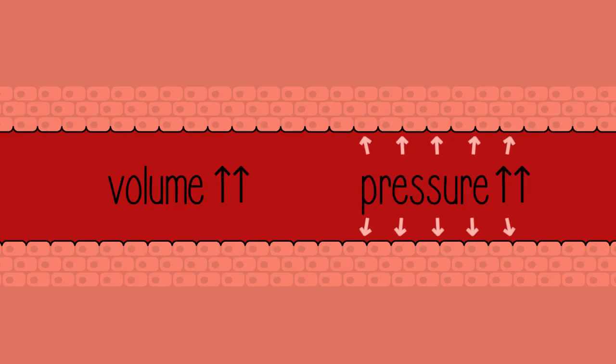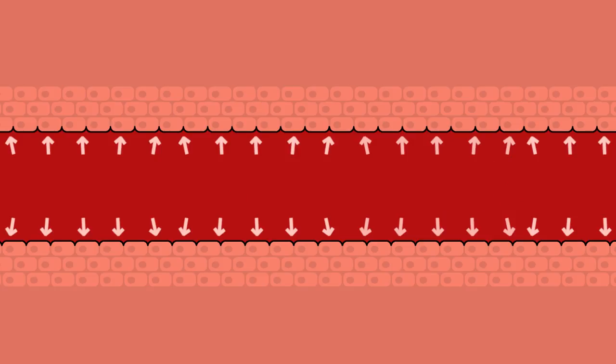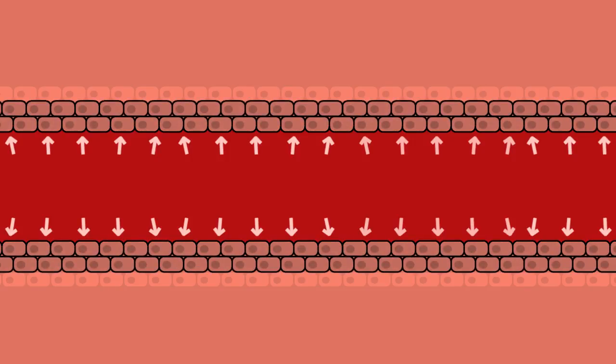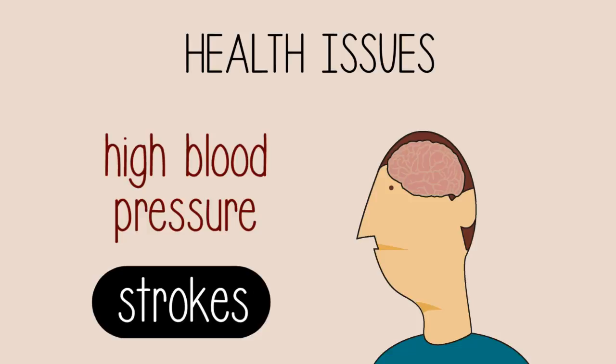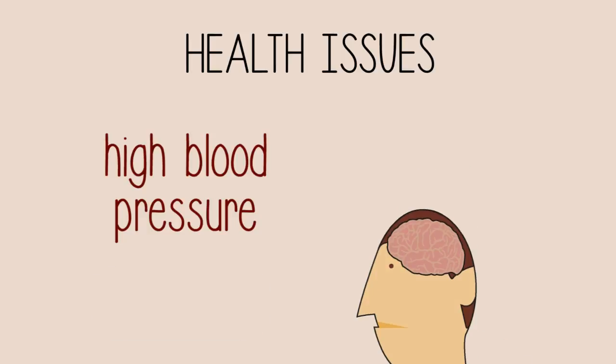Blood volume increases, and this increases blood pressure because there simply isn't enough space for this extra volume. The blood vessel walls actually overcompensate by creating thicker and stronger cells to withstand this additional pressure. This further increases blood pressure. Untreated high blood pressure can lead to strokes, which can be caused by blood vessels in your brain bursting.